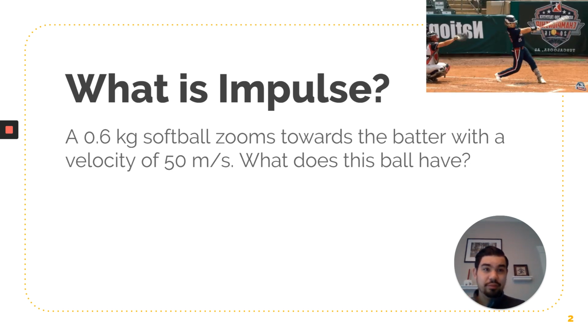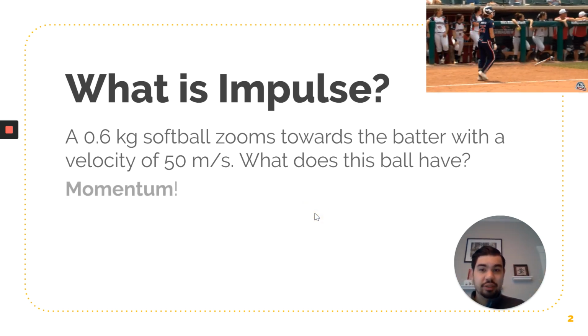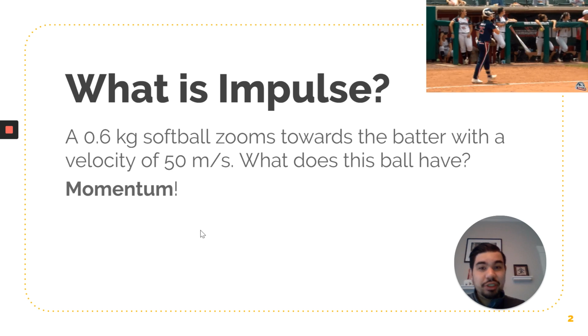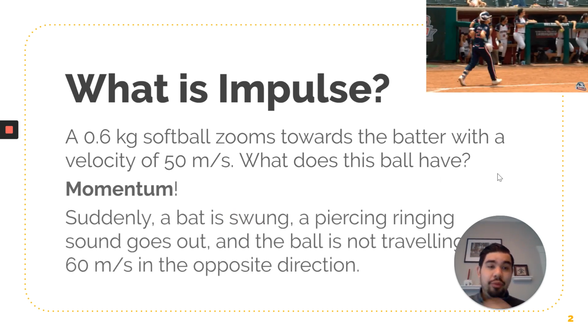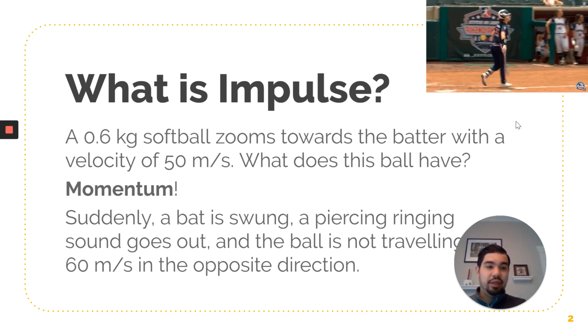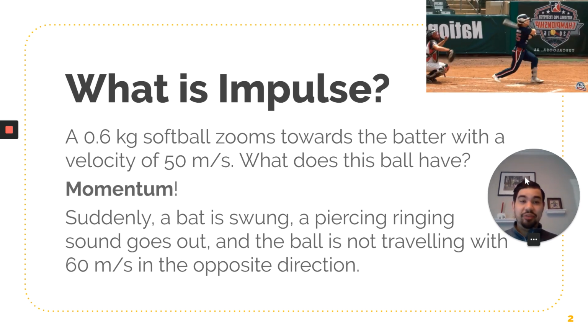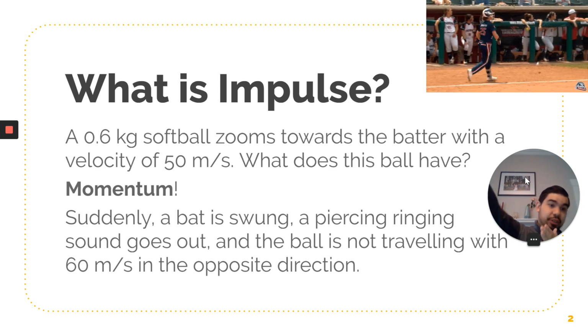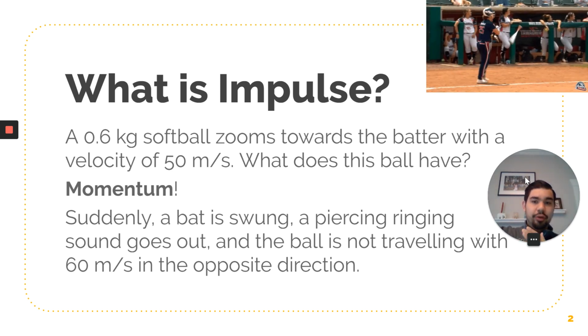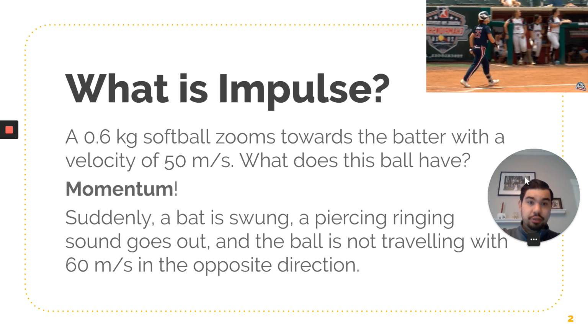What does this ball have? We know that it has mass. We know that it has velocity, which means that it has momentum, as we discussed in lesson one. Now, in softball, if you have a good player, when the bat is swung, you'll get a piercing ringing sound. It creates a sound wave. And suddenly the ball is moving in the opposite direction. In this case, let's say the ball is now moving at 60 meters per second, going in the opposite direction of where it was thrown. So we want to talk about why, and what it is that caused the ball to move in the opposite direction.